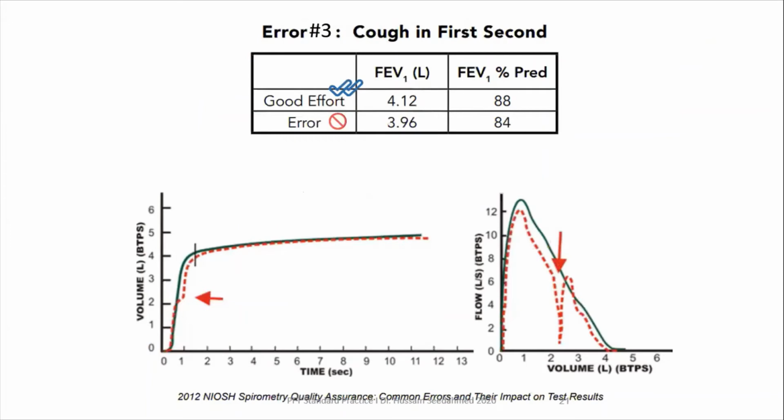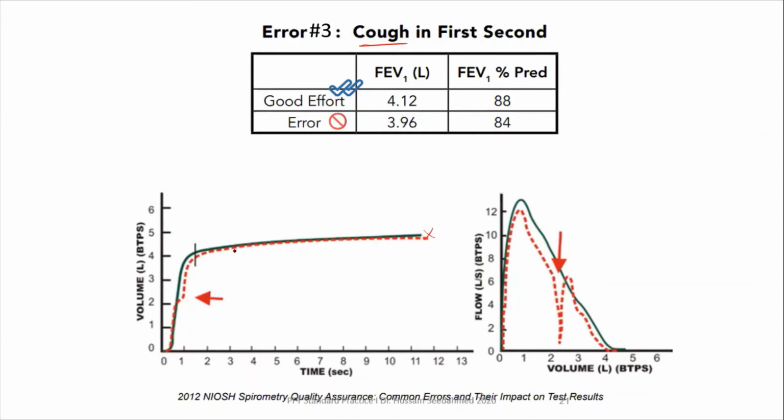The third common pitfall, also common, you will see it a lot, is cough. It is when the patient starts to cough during his exhalation. You will see this a lot. So what is the error? Cough in the first second. This usually will not affect the FVC. Anything that happens early will affect the FEV1. Anything that happens late will affect the FVC.